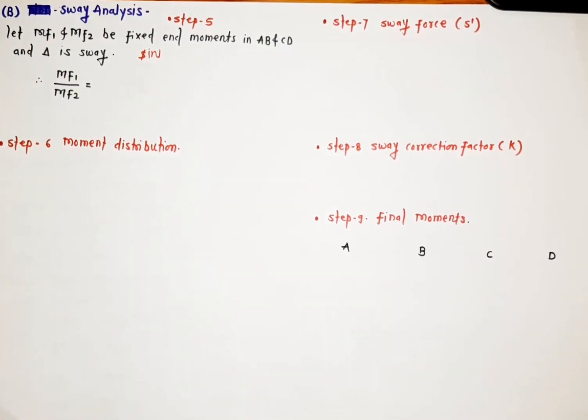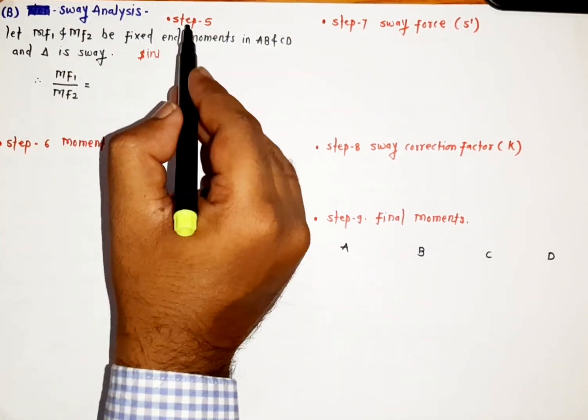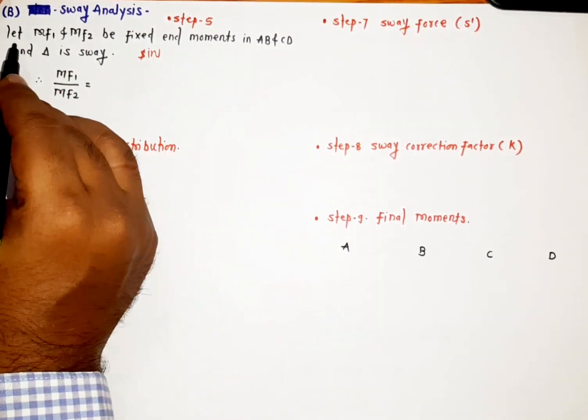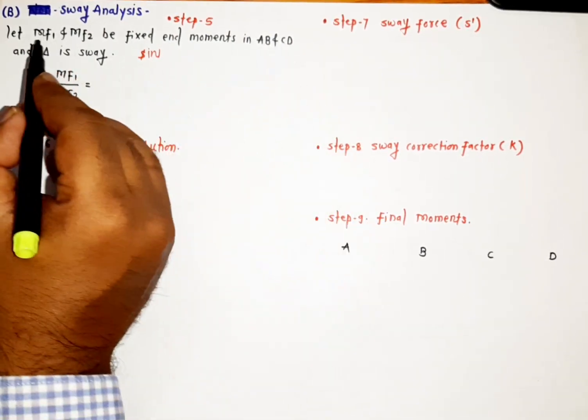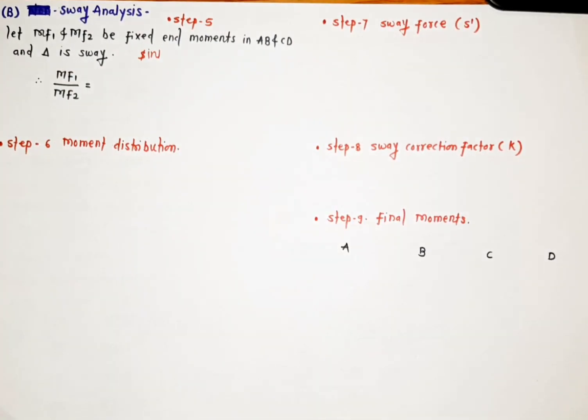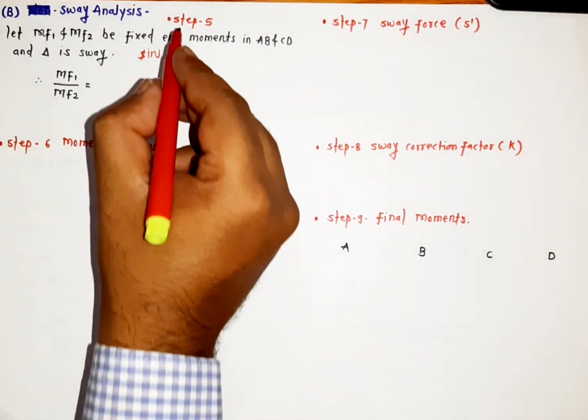After the non-sway analysis, our second step is sway analysis. Let us consider step number 5. Let MF1 and MF2 be the fixed end moments in AB and CD, and delta is the sway. We already know one formula, which is a sinking of support.